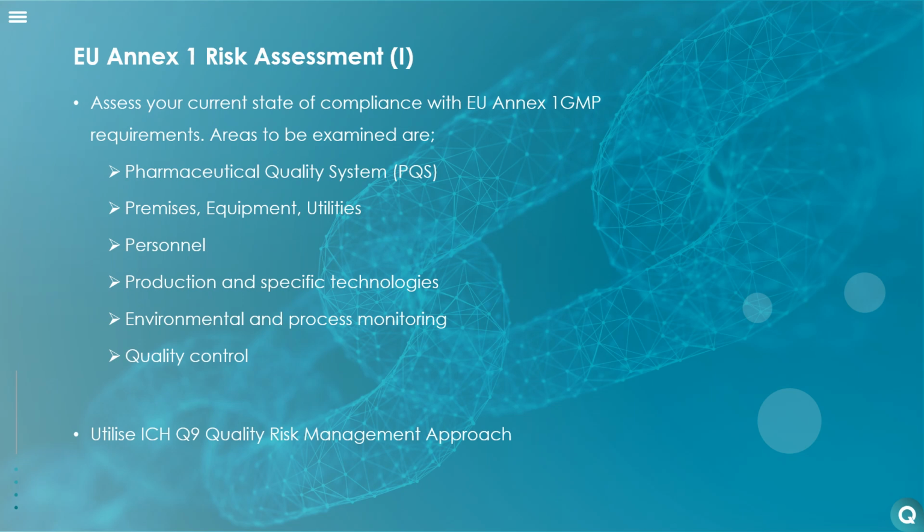This module is to be used to assess your current state of compliance with EU Annex 1. Here are the main GMP requirements to be assessed and are based on the EU Annex 1 chapters. This includes the Pharmaceutical Quality System, or PQS, the premises, equipment, utilities, personnel, production and specific technologies, environmental and process monitoring, and quality control.